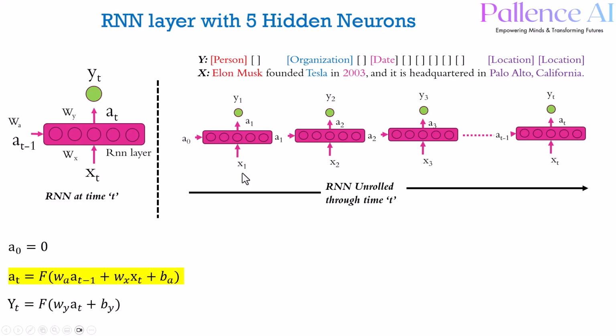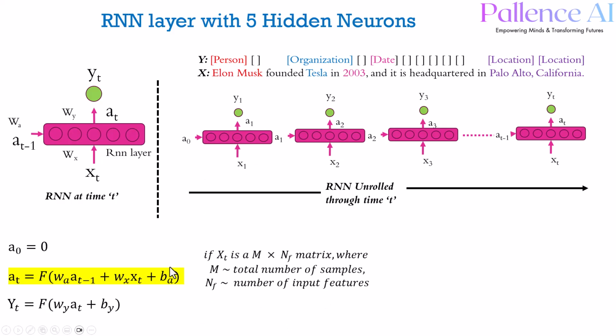But imagine that this x1 itself, each word or each token in this sequence, can have a number of features. So the word Elon could be represented by a numeric vector. Similarly, Musk will be represented by a numeric vector, founded by a numeric vector. So each token in this sentence will have some features. If this entire input data xt is an m by nf matrix, m is going to be the total number of samples. So let's say you have 1 million reviews. Then m is 1 million. And for 1 million reviews, each word in a single review can be represented by a numeric vector. I'm calling it input features.